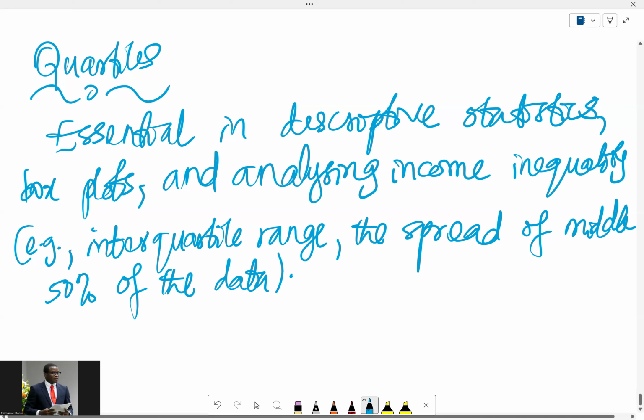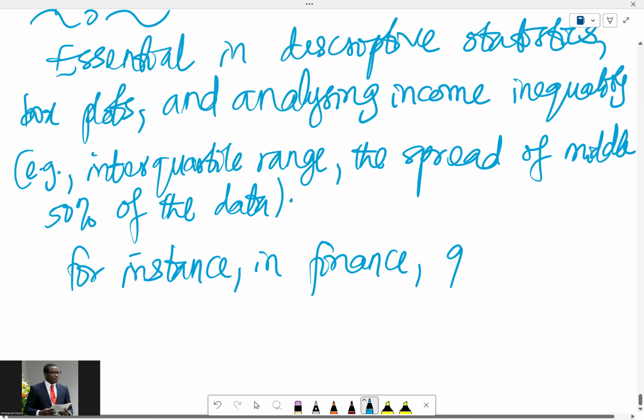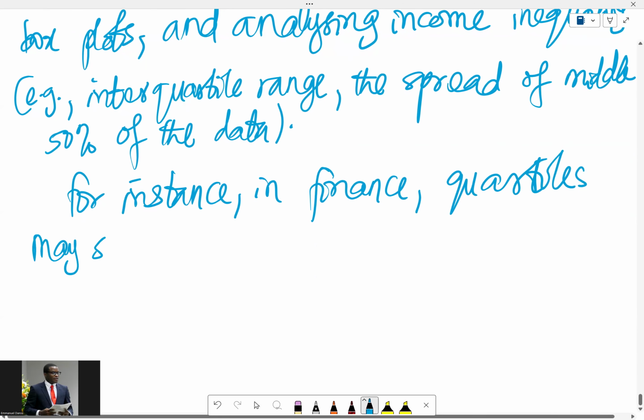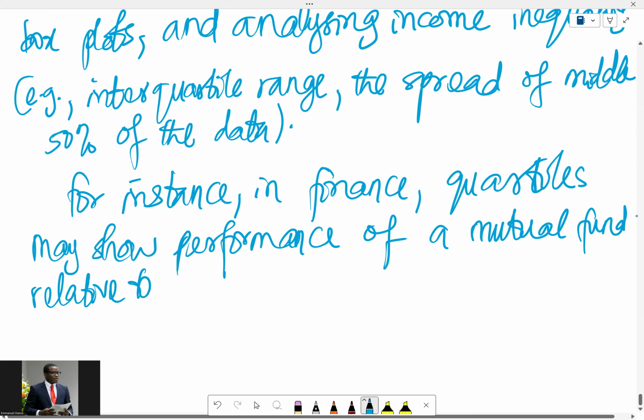Okay. I know even in economics, right? The middle class is such a big deal. So interquartile range gives us a kind of idea like that of something like the middle class in an economy. So because it talks about the spread of the middle 50% of the data. Okay. For instance, in finance, quartiles may show performance of a mutual fund relative to others in its category.